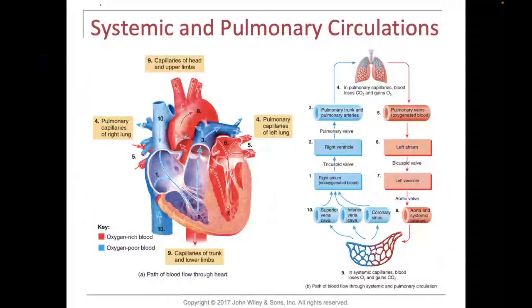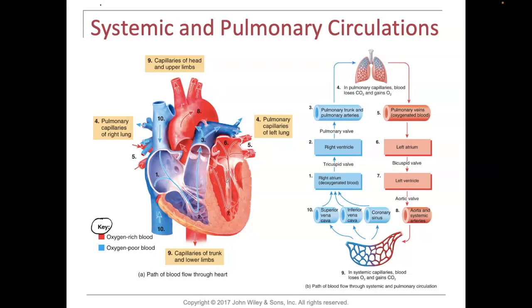We are now going to spend some time being able to understand the flow of blood through the heart. Now, again, let's pay attention to the colors that we see. We see blue and we see red. And here's the key on the left. We see red is oxygen-rich blood and blue is oxygen poor blood.